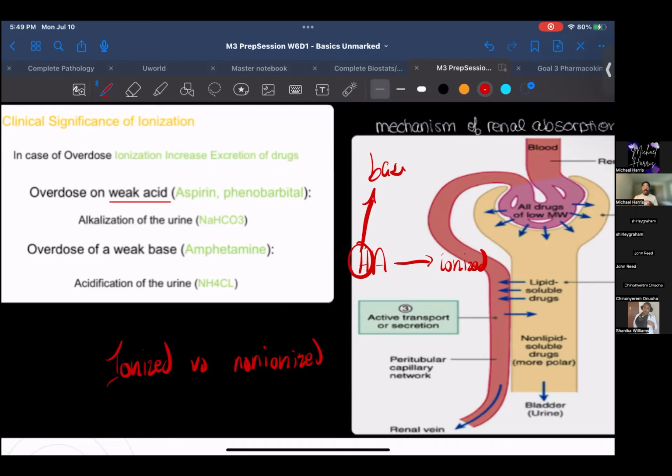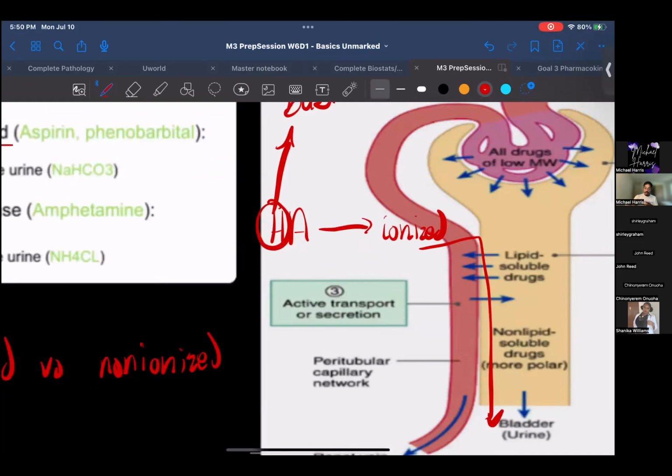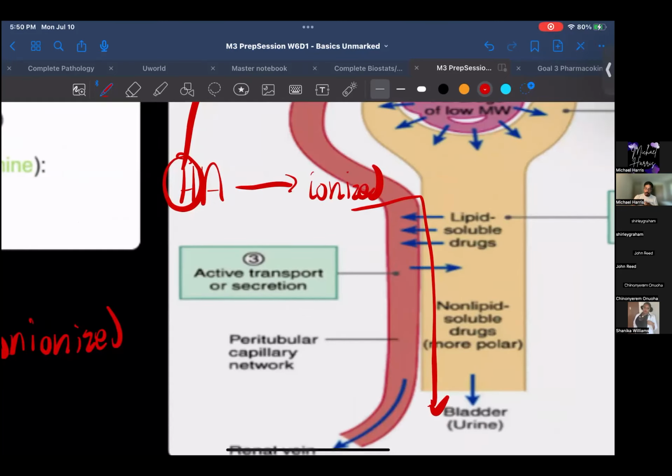Okay? Now, this ionized drug, like we discussed, gets secreted outward. Okay? Which is what you see here as this more polar component. Okay?